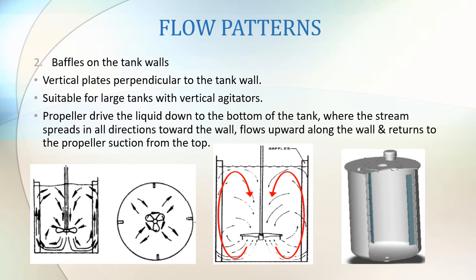The second way to prevent the formation of vortex is by having baffles on the tank. Baffles are vertical plates perpendicular to the tank wall. It is suitable for large tanks with vertical agitators. This is a side view of how your tank with baffles will look. Again, this is your shaft, this is your propeller, and you add perpendicular plates into the tank. The propeller drives the liquid down to the bottom of the tank, where the stream spreads in all directions towards the wall, flows upwards along the wall, and returns to the propeller suction from the top.